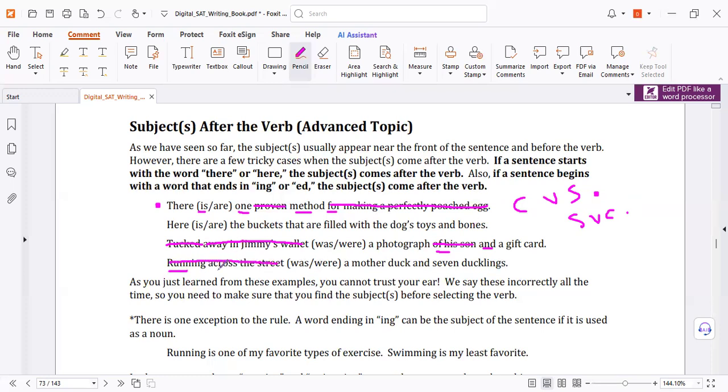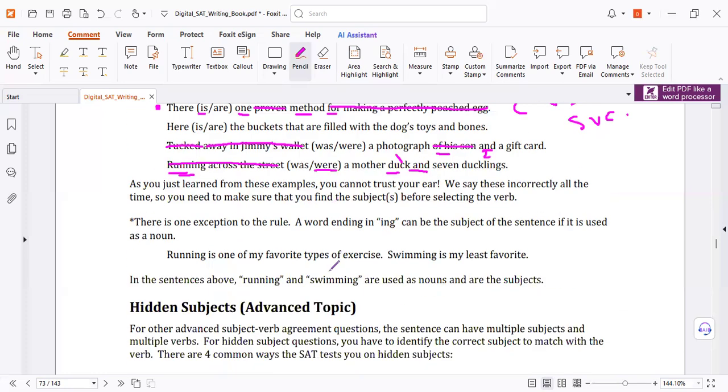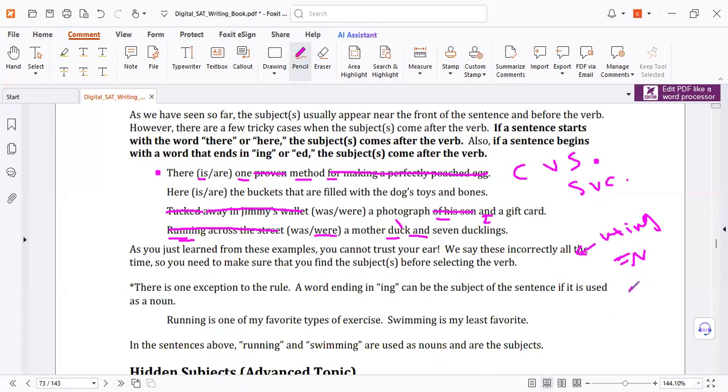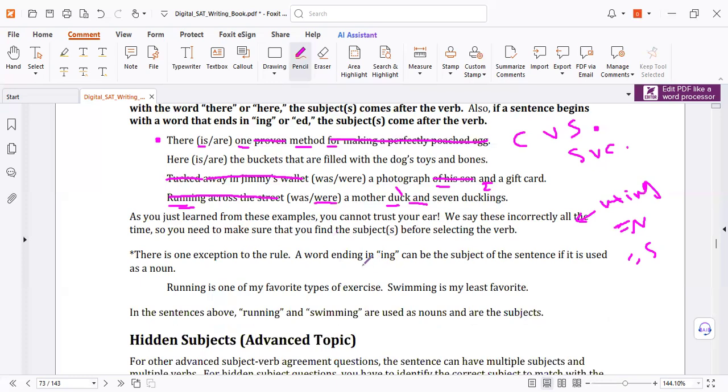So who was running? A duck, a mother duck, and the 7 ducklings. So we have different subjects, so it must be plural, so it's where. I told you that verb plus ing can be a noun as a gerund, and a noun can be a subject. So the gerund can be the subject, and it comes in your test.